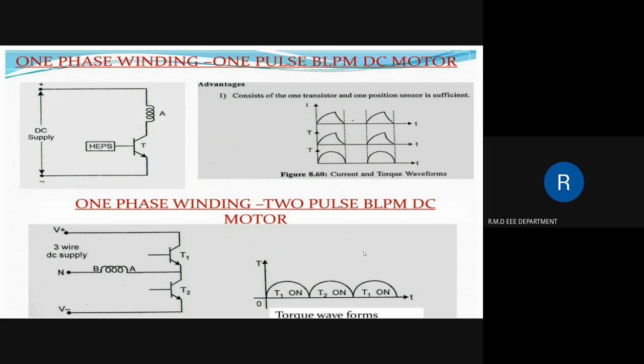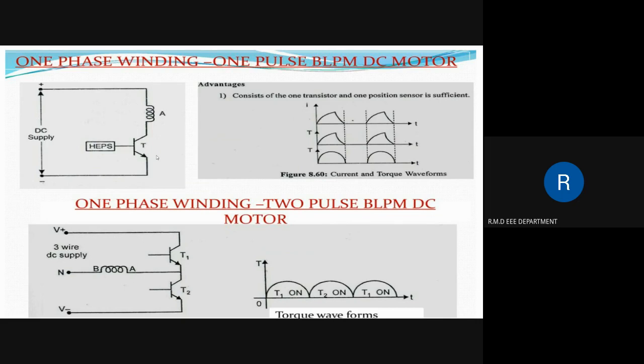DC motor. Here it shows the stator of a brushless permanent magnet motor with one phase winding. It is connected to the supply through a power semiconductor switch. When the rotor position sensor is influenced by the north pole, the stator is excited and the rotor develops a torque. When the rotor position sensor is under the influence of the south pole, the transistor is in off state. So the rotor develops torque.